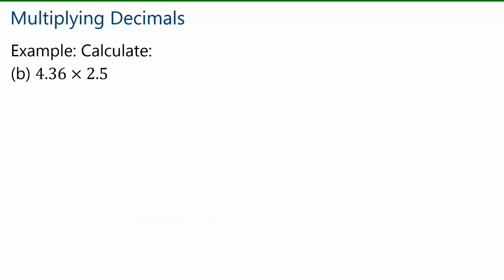Now the next one, we have 4.36 multiplied by 2.5. Now you notice that when I write it out like this, I do not have the decimals lined up. So let's start. 5 times 6 is 30. 5 times 3 is 15, plus the 3 gives me 18. 5 times 4 is 20, plus the 1 gives me 21.